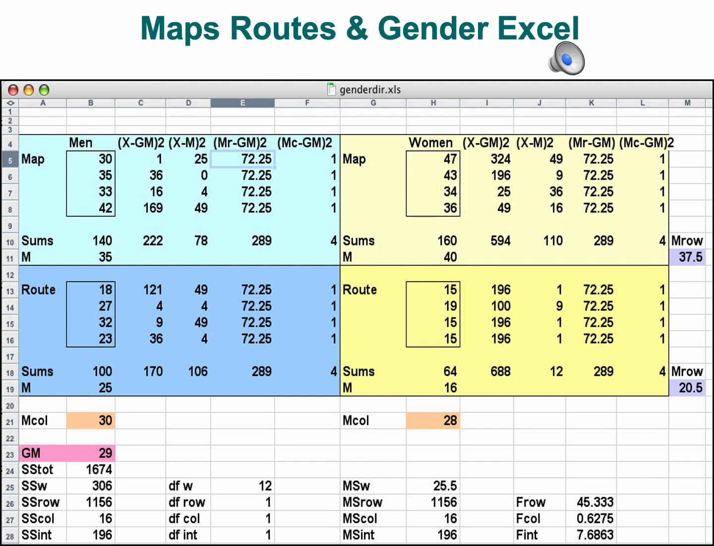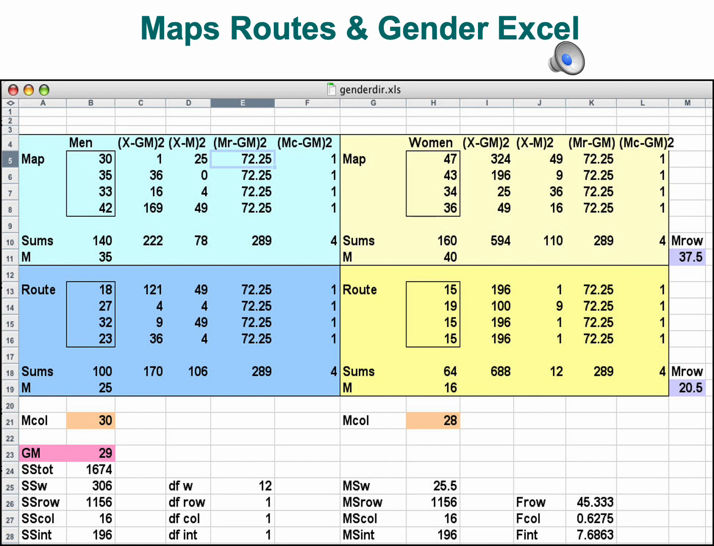Now you notice in this Excel spreadsheet, each cell is color-coded. So the men in the top left there, the light blue, that represents the cell of men who are using maps. And you can see their scores there of 30, 35, 33, and 42. Then the cell on the right is women using maps. And then below them is women using routes. And below that is men using routes. So you see how the numbers have been represented there in those boxes within the color-coded cells.